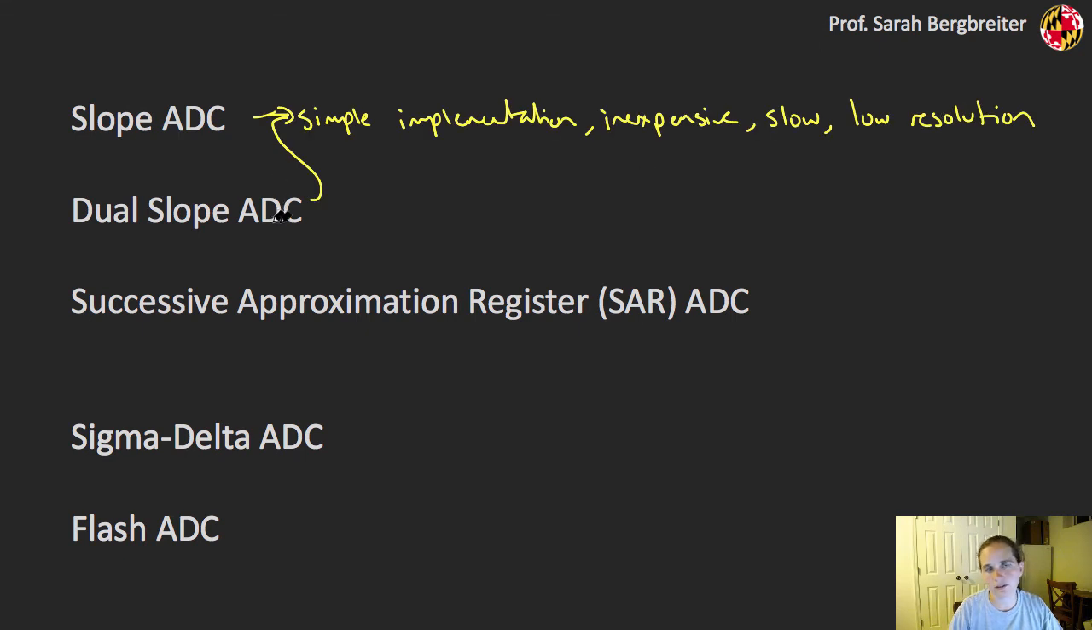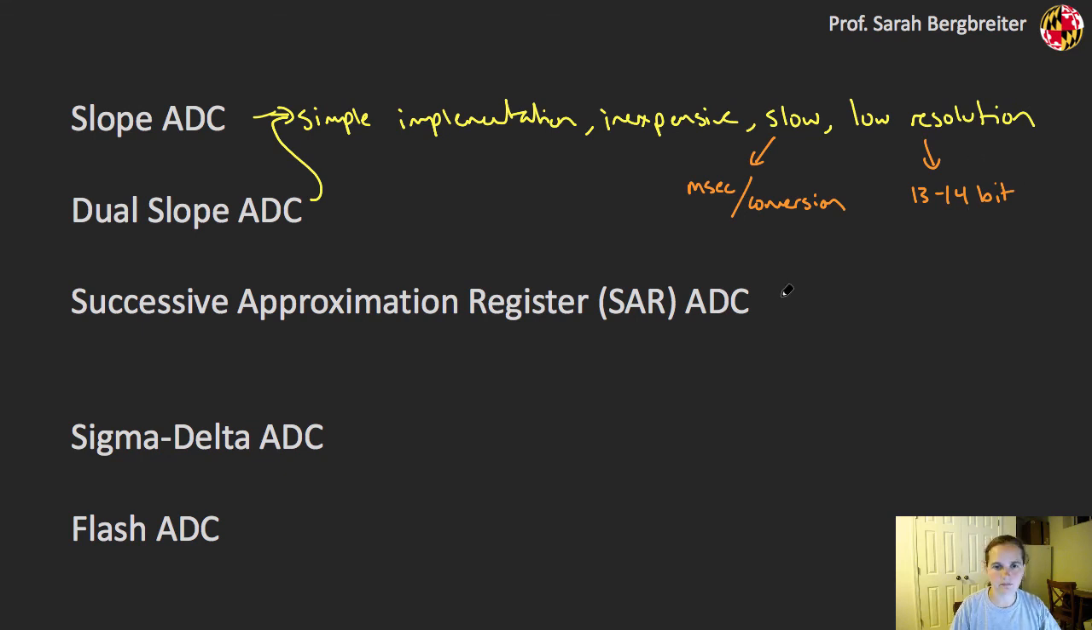So slope ADCs and dual slope ADCs, which are a variation on slope ADCs, are generally going to be fairly simple to implement. So this is something that you can build out of discrete components. As a result, they're fairly inexpensive, but they're also very slow. Typically, you're looking at milliseconds or more per conversion of an analog voltage to a digital code. Also low resolution. Typically, you're going to find these in the 6 to 8-bit range. They might go as high as 13 to 14-bit, but that would be pretty rare, more typically around that 8-bit range.